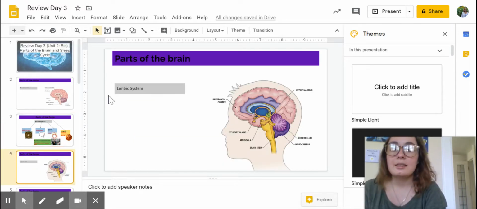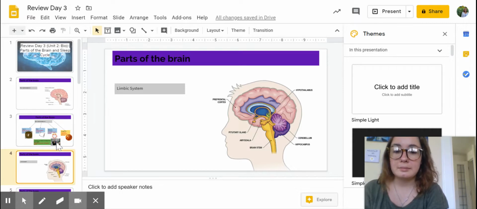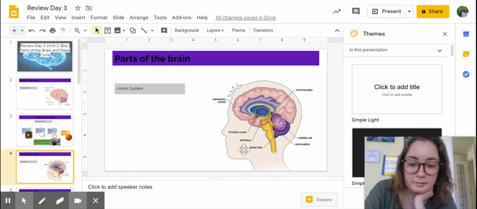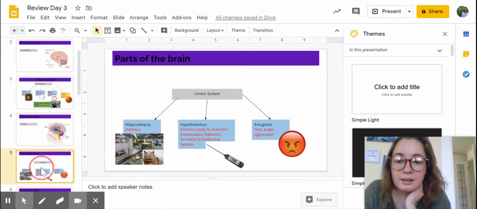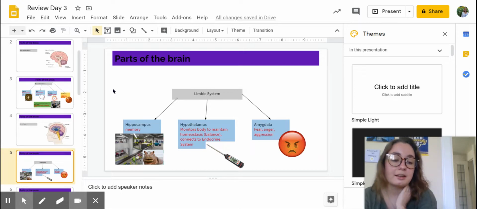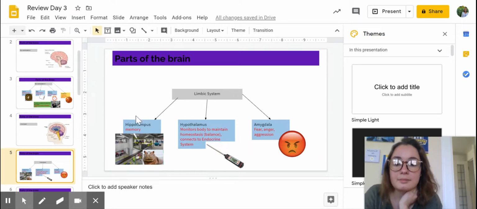Okay. The next part is our limbic system. So you can see it's kind of this little area here. So you have amygdala, you have the hippocampus, and you have the hypothalamus. So limbic system, it's a lot to do with kind of memory and motivation and emotion kind of stuff. So think like Unit 5 and Unit 6.